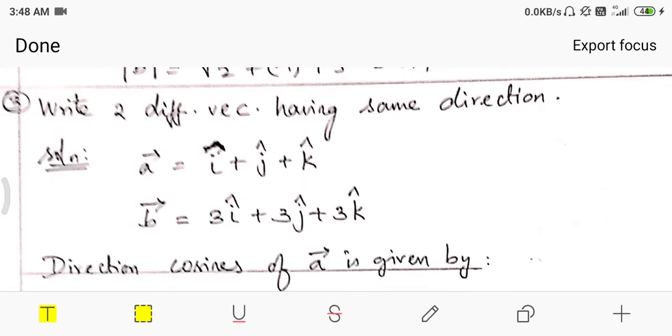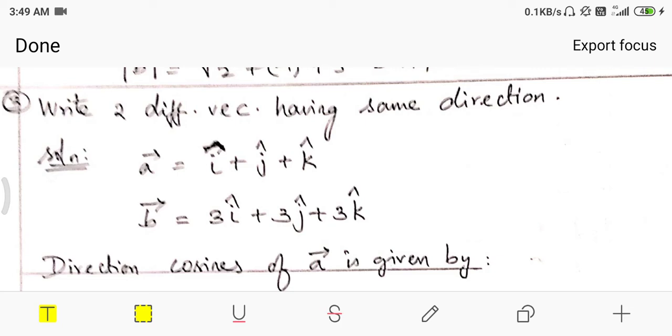Next, write two different vectors having same direction. Direction should be same. Okay, a vector i cap plus j cap plus k cap. B vector, I have written a multiple of a vector so that I can very easily show that they are in the same direction. 3i cap plus 3j cap plus 3k cap. Here you can see that b vector is 3 times a vector. If you take 3 common out, you will have 3 times i cap plus j cap plus k cap, which is 3 times a vector. If a vector is a scalar multiple of another vector, it is in the same direction, which means they are collinear. So we can say that the direction is same.